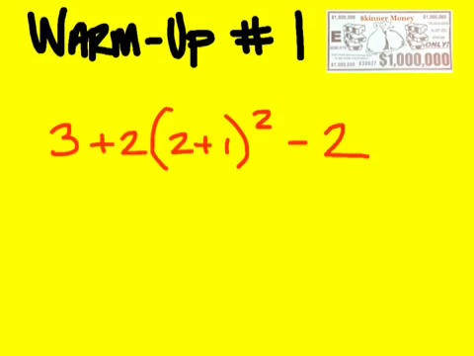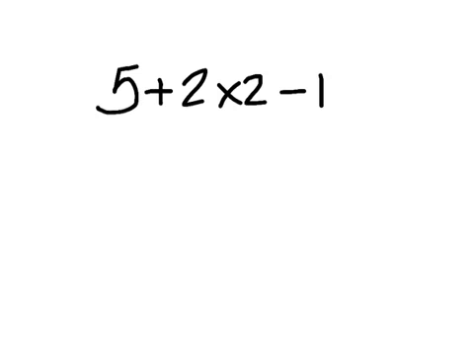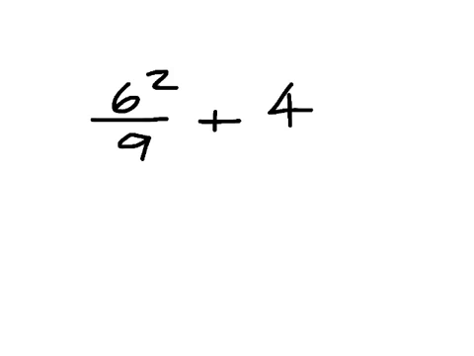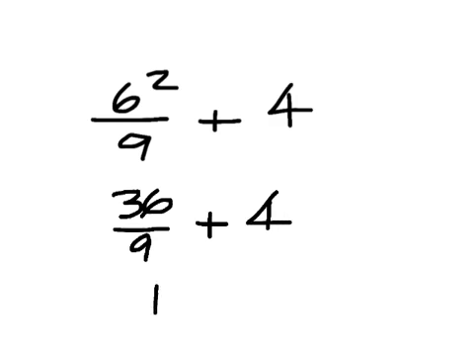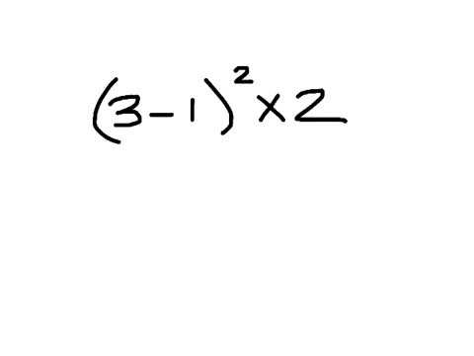Answer is 14. Next problem. The answer is 8. Next one. 36 over 9 is the same thing as 4. 4 plus 4 is 8. Next one. Answer is 8. Next one.